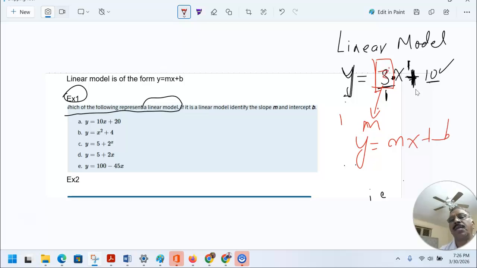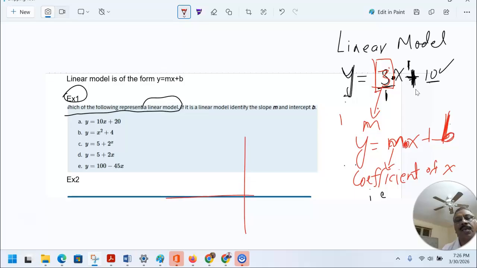This number that you see is the slope, the number that times the x, or just before the x. It is also called the coefficient of x. Another word used in maths is coefficient of x. And this b that you see is where, if you draw the x-axis and y-axis, it crosses.